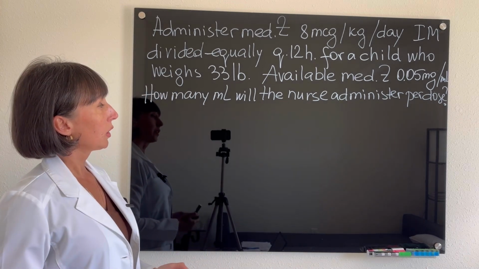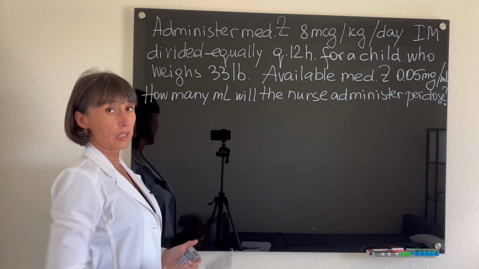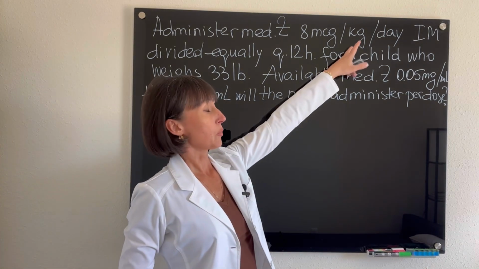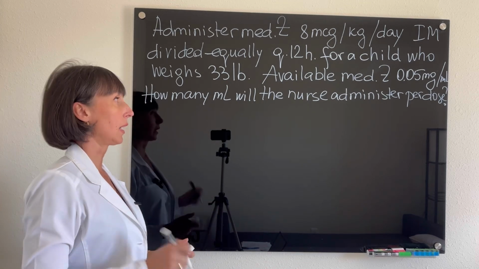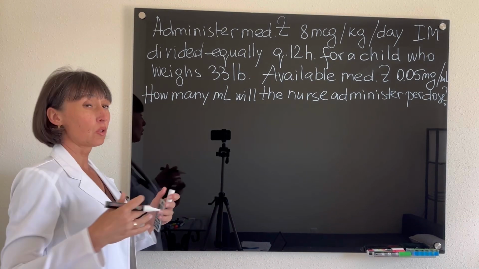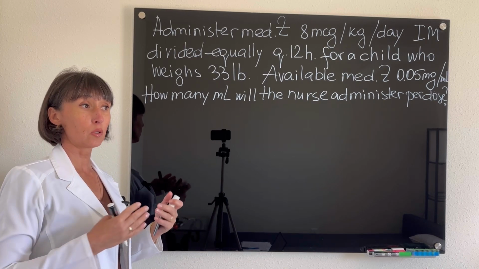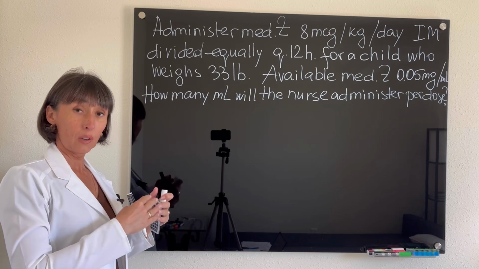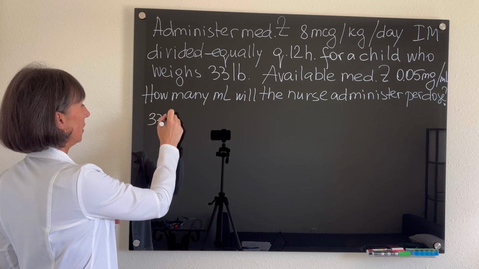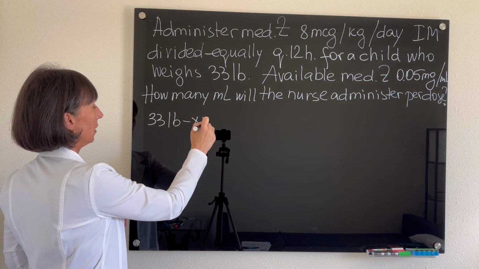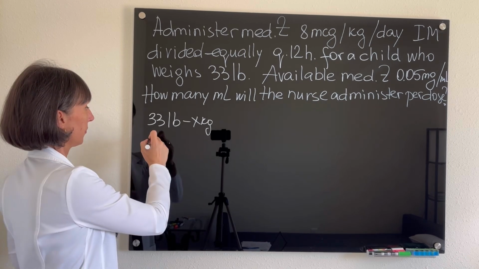Let's take a look. How can we clarify things? First of all, let's start with weight. Weight is given in pounds. The order is per kilogram of body weight. Let's go ahead and convert our weight to kilograms. If you remember that it's just a matter of dividing by 2.2, go ahead and do that. If you don't remember, if you doubt yourself, go ahead and set it up as a DKP method. 33 pounds, I don't know how many kilograms that is.